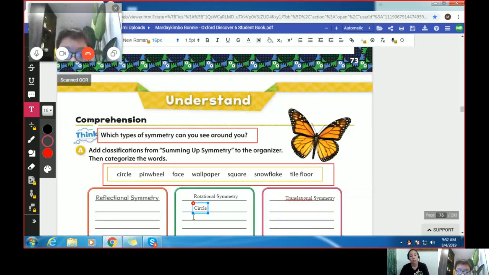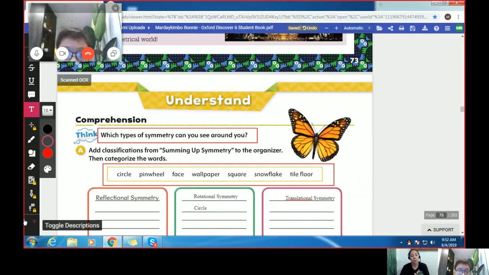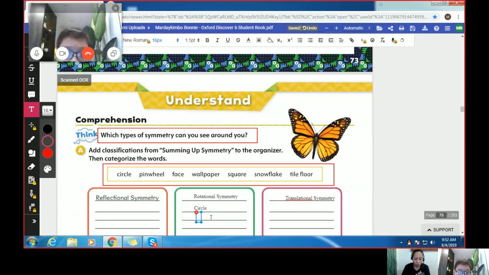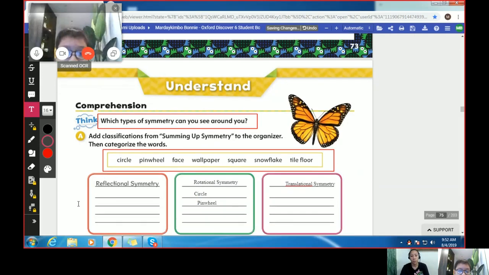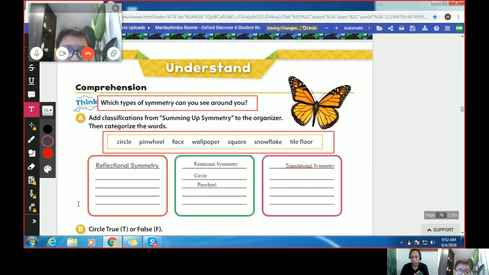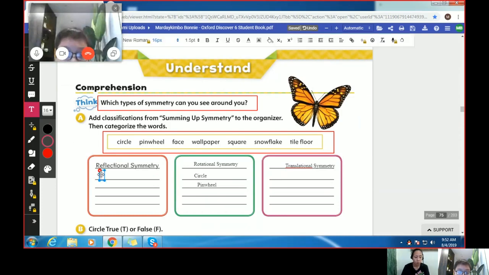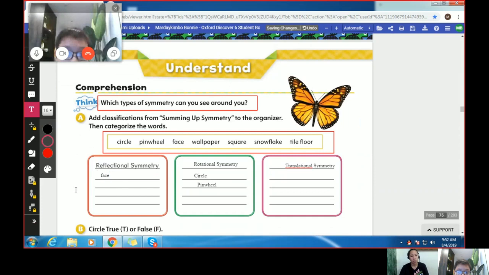Next. Pinwheel is also rotational symmetry. Exactly. Pinwheel is rotational symmetry. Face is reflectional symmetry. Yes, it is. That's the first form of symmetry. Next.